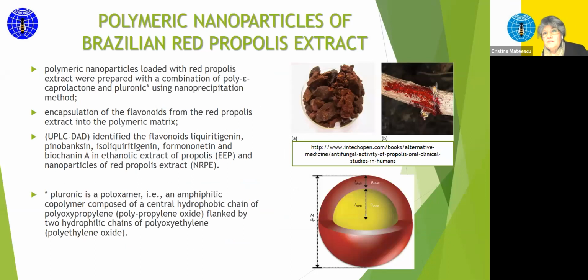Then the polymeric nanoparticles of Brazilian red propolis is another paper that has been published. The polymeric nanoparticles loaded with red propolis were prepared with a combination of poly-epsilon-caprolactone and Pluronic with the nanoprecipitation method. The flavonoids were included in a polymeric matrix, and several flavonoids have been identified in the ethanolic extract of red propolis. What is Pluronic? It is a poloxamer or amphiphilic copolymer composed of a central hydrophobic chain of polyoxypropylene flanked by two hydrophilic chains of polyoxyethylene or polyethylene oxide.